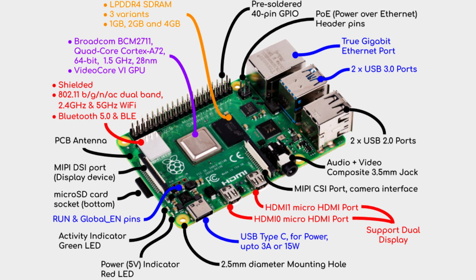The Raspberry Pi 4 is a powerful single-board computer with a quad-core ARM Cortex-A72 processor and memory options of 2 GB, 4 GB, and 8 GB LPDDR4 RAM. It offers built-in Wi-Fi, Bluetooth, and Gigabit Ethernet for connectivity.